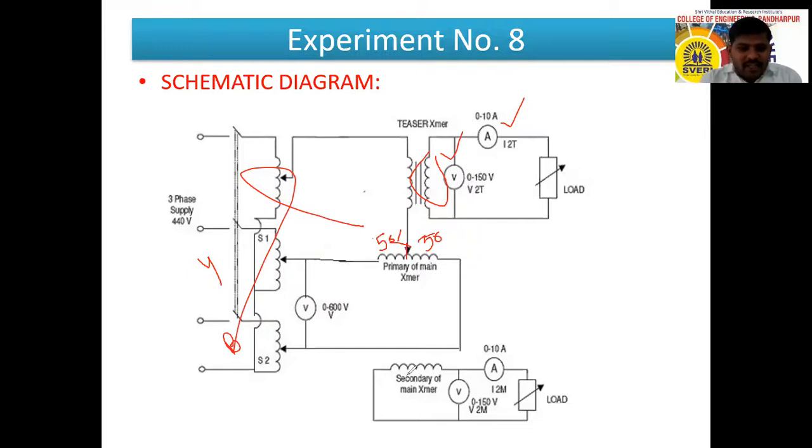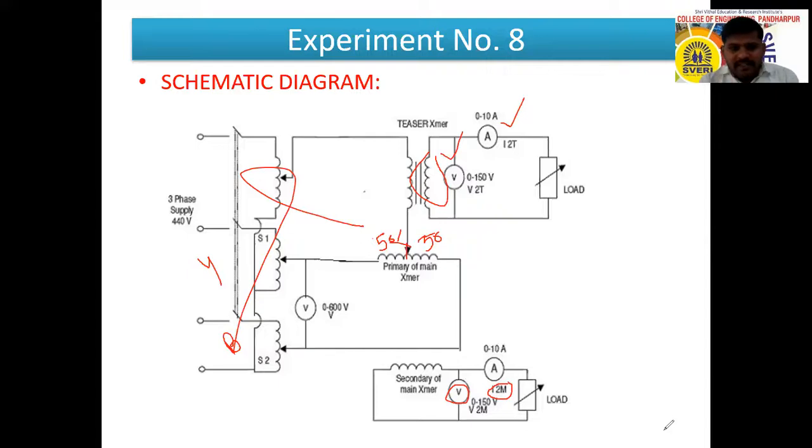Similarly, for the main transformer on the secondary side, a voltmeter is used to measure V2M, which is nothing but the secondary voltage of the main transformer. I2M is nothing but the secondary current of the main transformer, and the load is connected. So it is used for two phase conversion. That means a two phase output can be obtained, right?